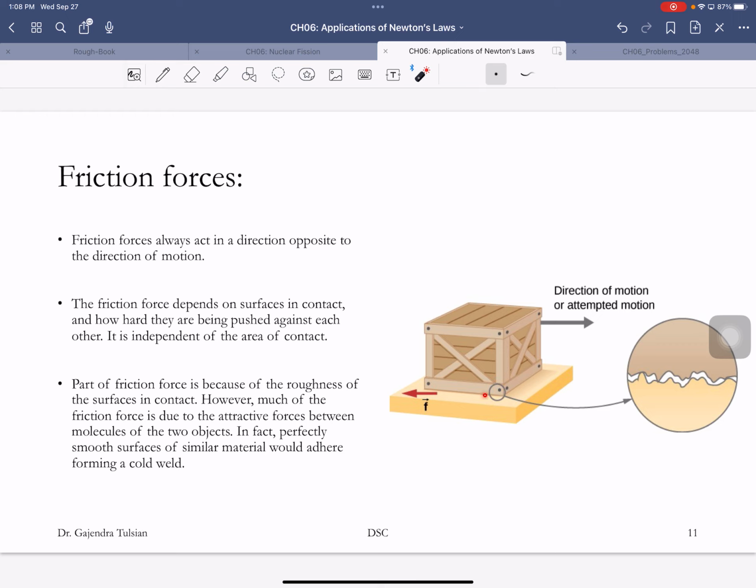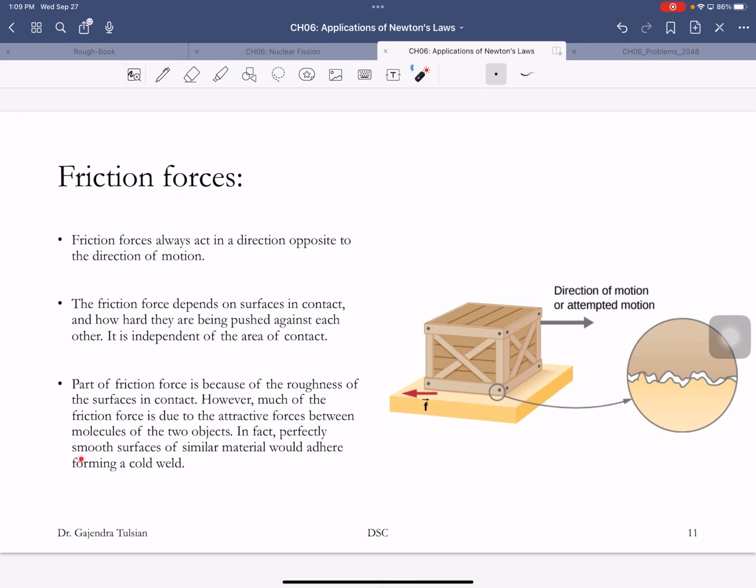If here are two surfaces in contact, and you look at them magnified, no matter how smooth the objects' surfaces are, they'll always be jagged, and the friction force arises from the loose bonds. If you're trying to move the object to the right, you have to break these bonds, which are pulling back the object in this direction. That's the friction force. So part of the friction force is because of the roughness of the surfaces in contact. However, much of the friction force is due to the attractive forces between the molecules of the two objects.